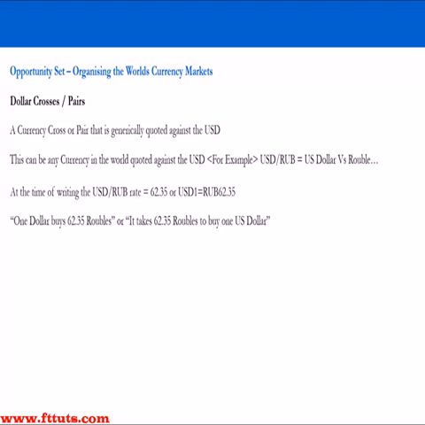So the currency cross or pair that's generically quoted against the US dollar is called a dollar cross. And that can be any currency in the world. So let's have a look at one now. The Russian ruble, for example. At the time of writing, the Russian ruble was 62.35 to the US dollar. And the way you read that is $1 equals 62.35 Russian rubles. So $1 buys 62.35 rubles, or it takes 62.35 rubles to buy $1.